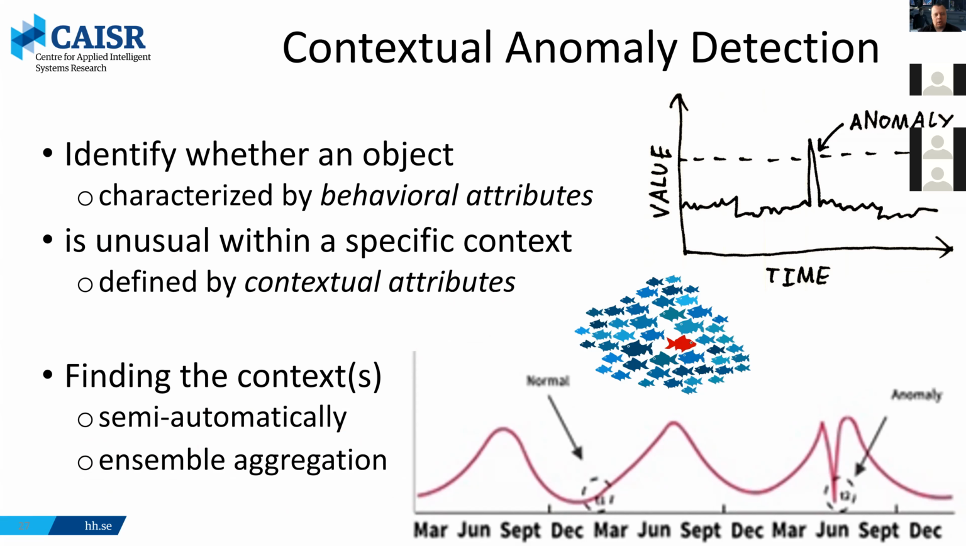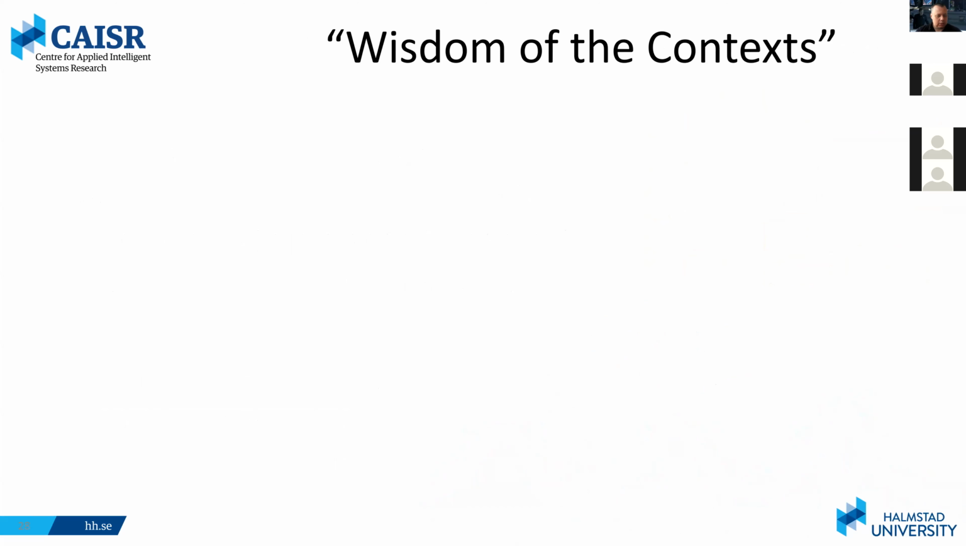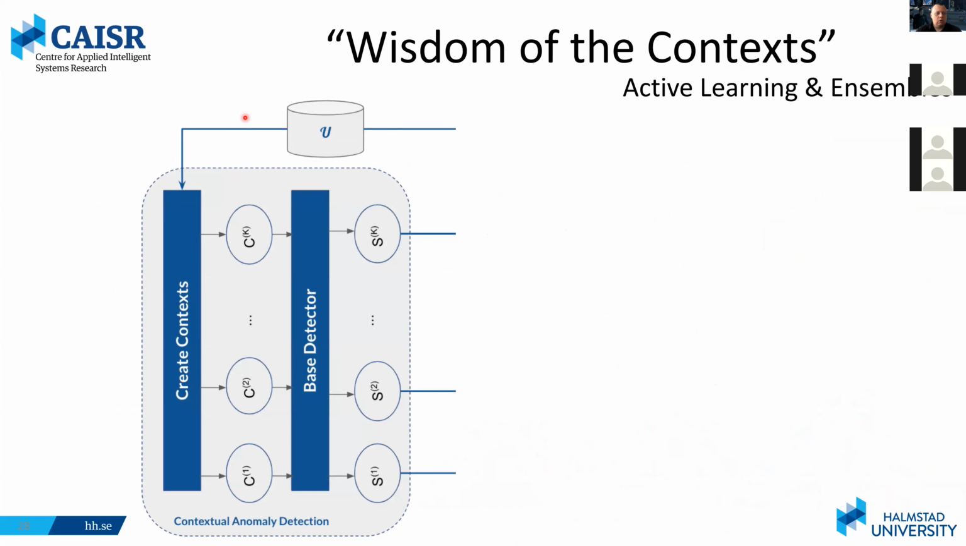So here we are looking at what could be called wisdom of the context, where we are basically trying to combine active learning and ensembles. So we start by identifying a large number of potential contexts. It could be all the possibilities, but that grows exponentially, so you generally want to limit it somehow. And then we have base anomaly detectors, so the typical anomaly detectors that will detect anomalies given each of those possible contexts.